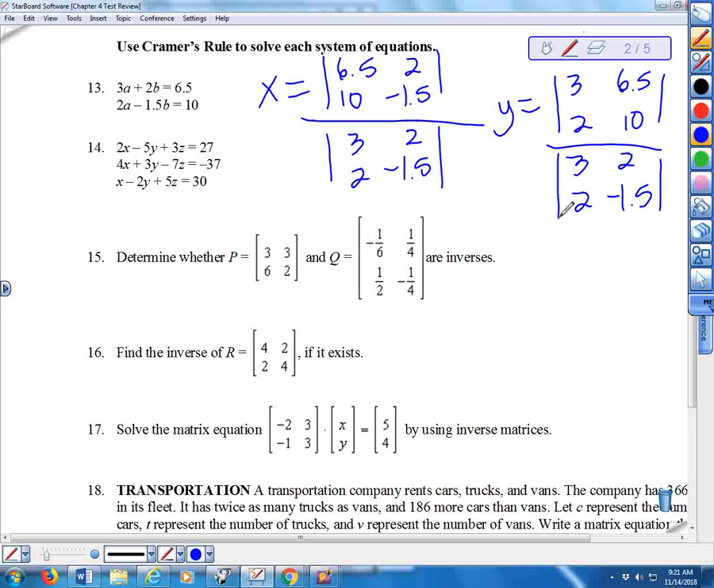Everybody get that? Then I do the same thing. Determinant of B, end parentheses, divided by determinant of C. And I got negative 2.